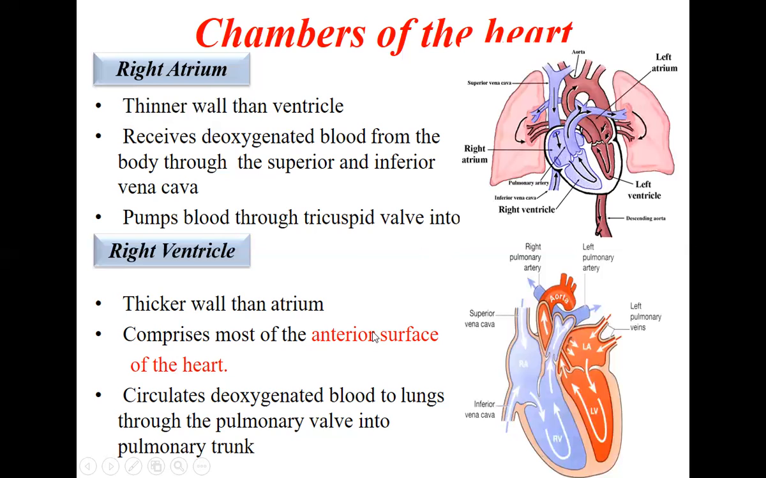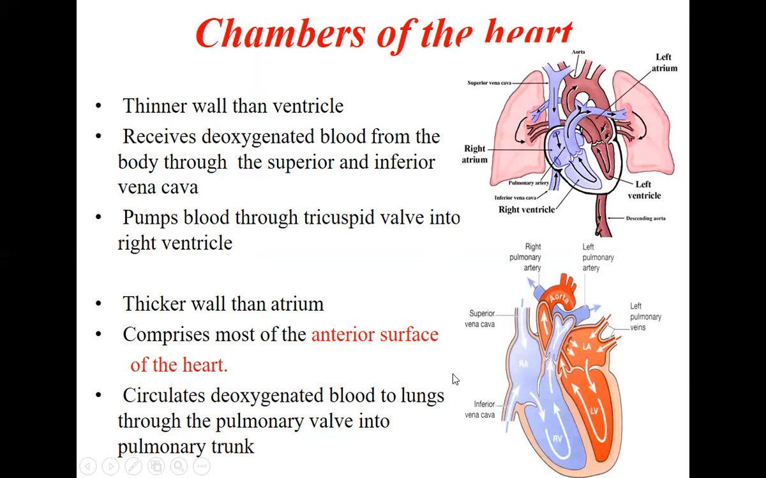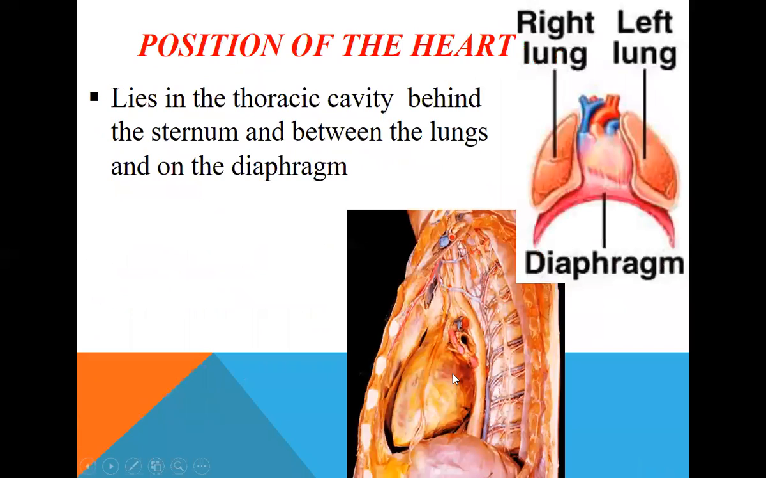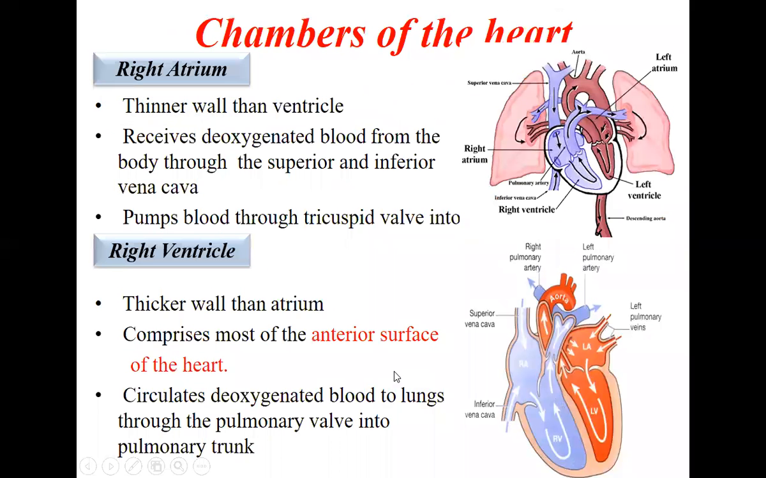It comprises most of the anterior surface of the heart. If you see the anterior surface of the heart, here this part, this whole thing is made up of the right. Here is the right atrium, this part is the right ventricle. So the anterior surface is mainly formed by the right ventricle.